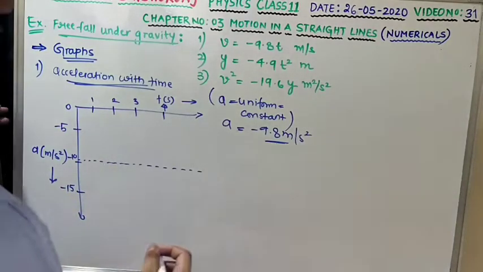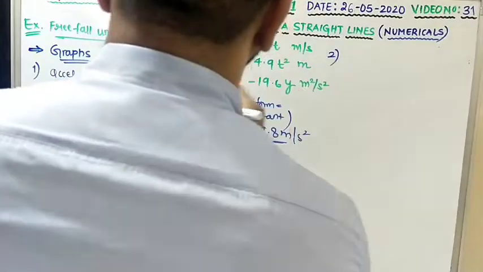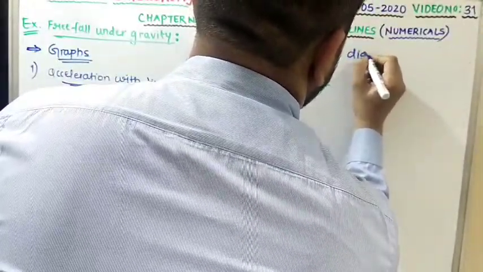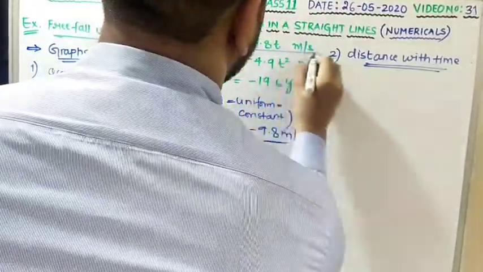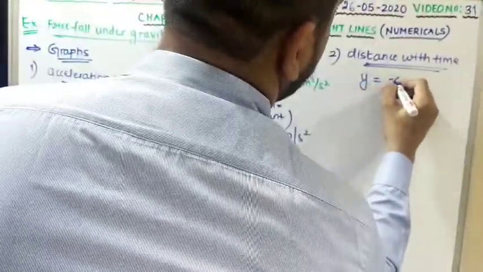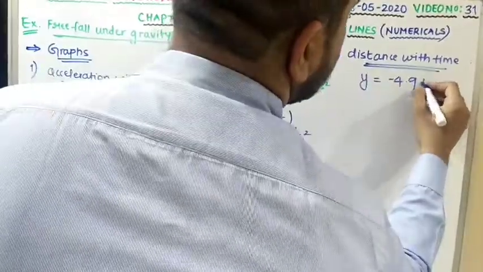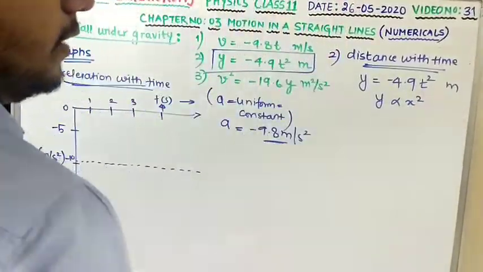Clear? Second graph we do have with us, that is distance with time. Now remember one thing, for distance with time we do have the equation y is equal to minus 4.9 t square meters. Here y is proportional to t square. Means parabola, nature of the graph will be what? Parabola. Nature of graph will be parabola.